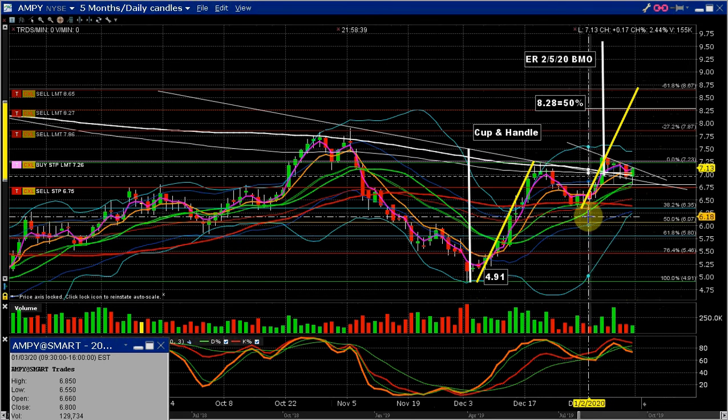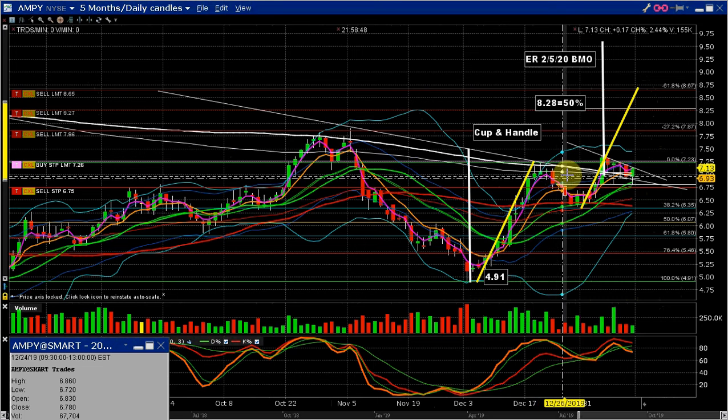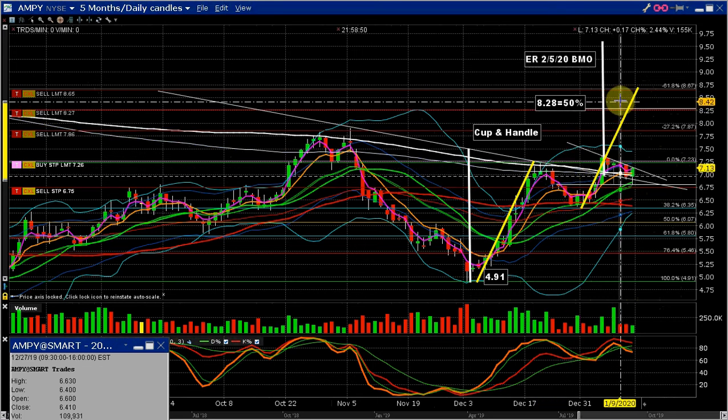And the fact that it only made it down to 38.2 and then went up and broke out tells you this is a very strong uptrend. So you can expect you're gonna get a good move out of this.